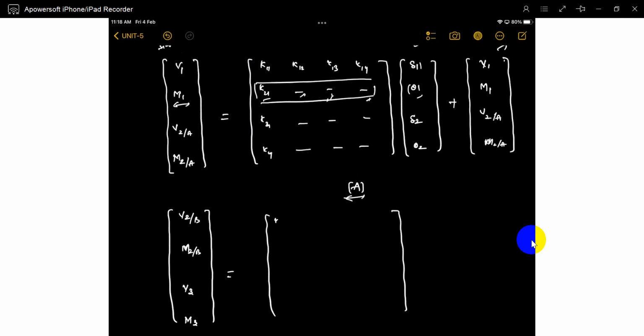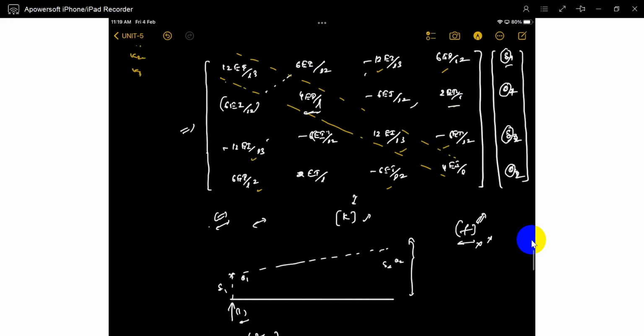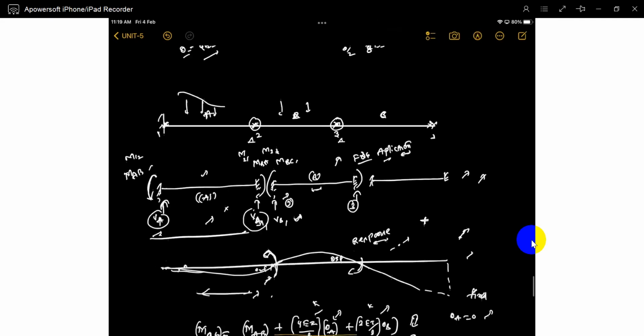So now it's 2, 3. I will call it the same matrix. The matrix is same, but see the length. If the length is changed, length and EA are changing, those values are changed. So that element's stiffness matrix will change only if the length and EA change. So just observe it.